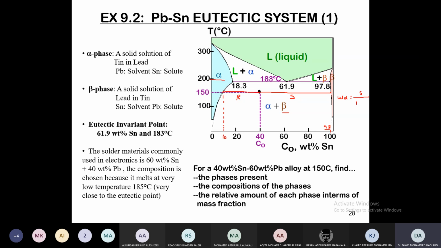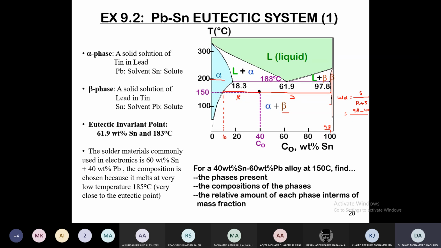So you have R plus S. So this gives you what? Equals to, what is the S equal to? It's equal to 98 minus 40. So it's equal to 98 minus 40.